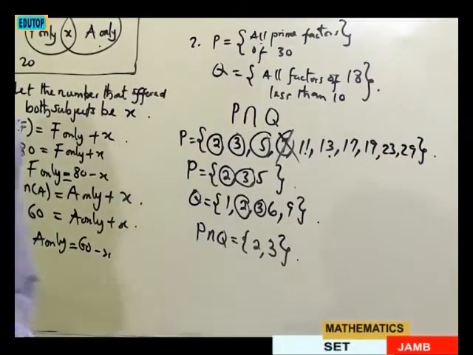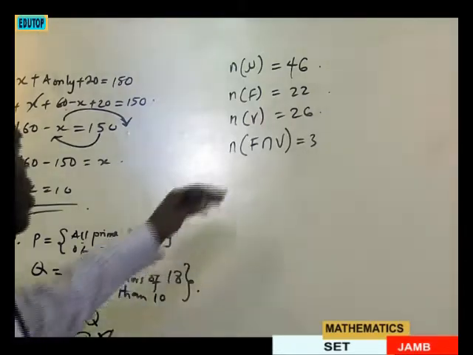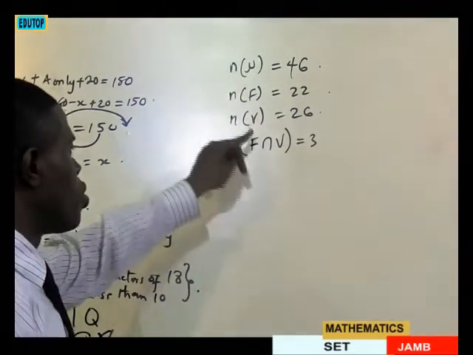Then the next question says, in a class of 46 students, 22 play football, 26 play volleyball. If 3 students play both games, that means number that play football and volleyball is equal to 3. That's what that means. Then the question asks, how many play neither? So that means how many of them play neither football nor volleyball.